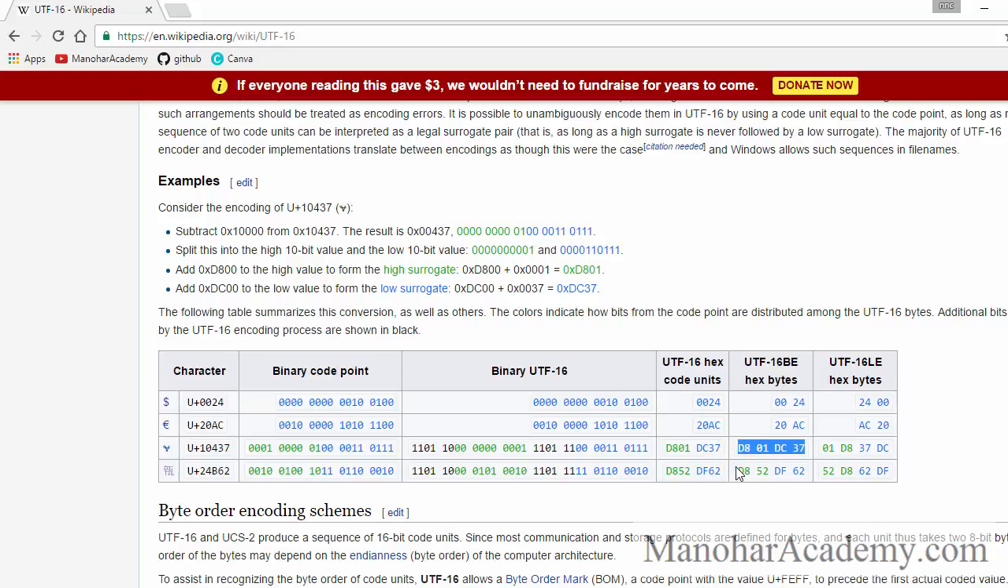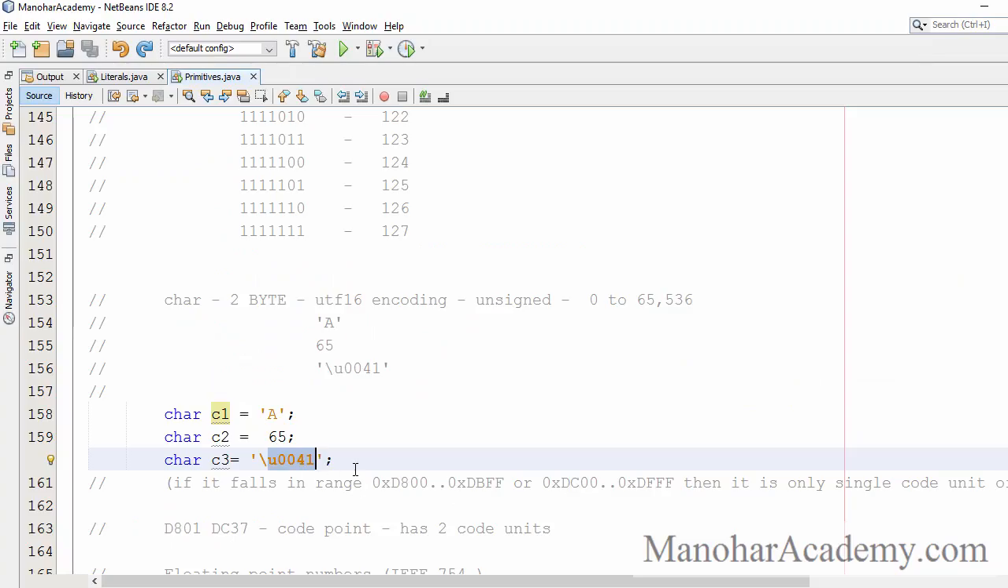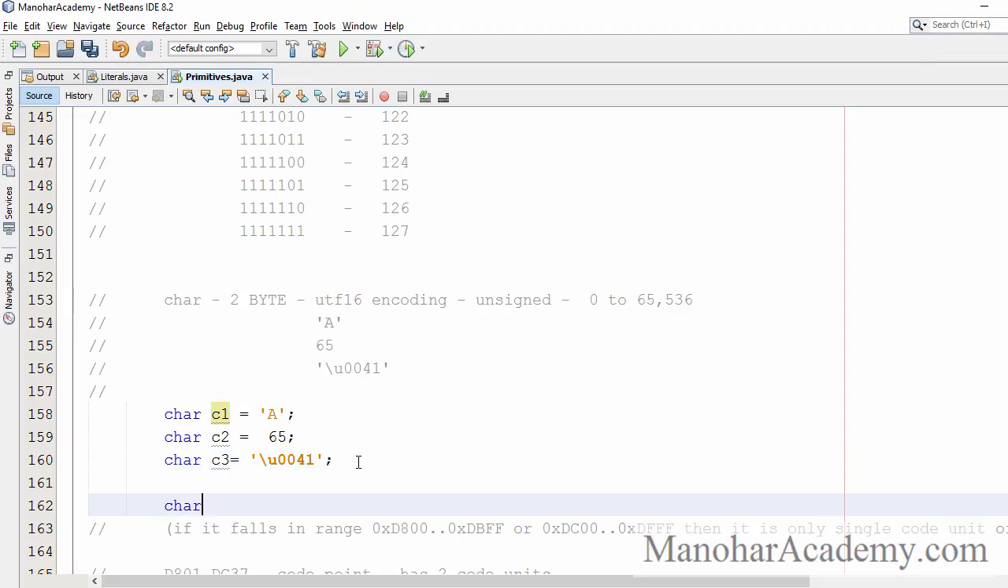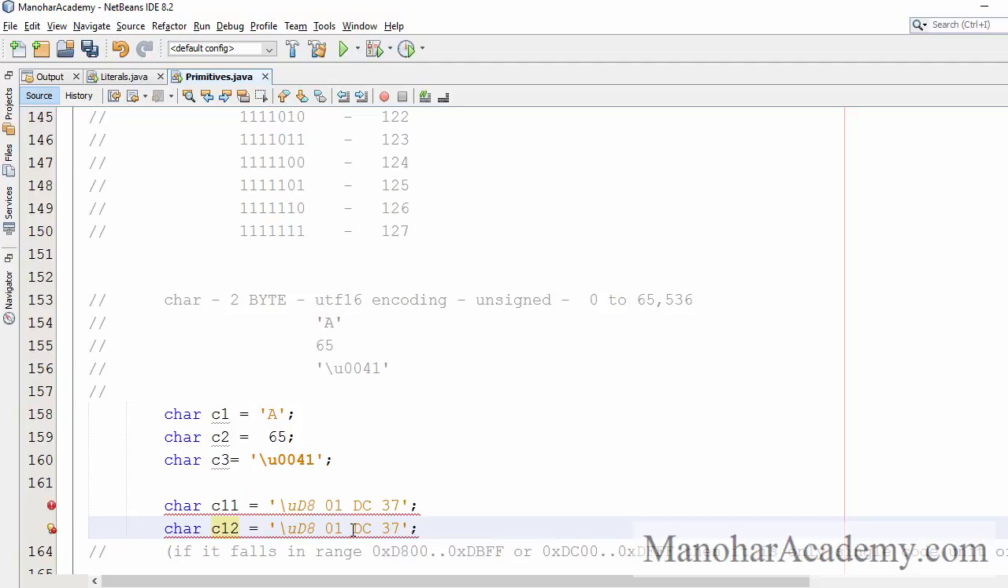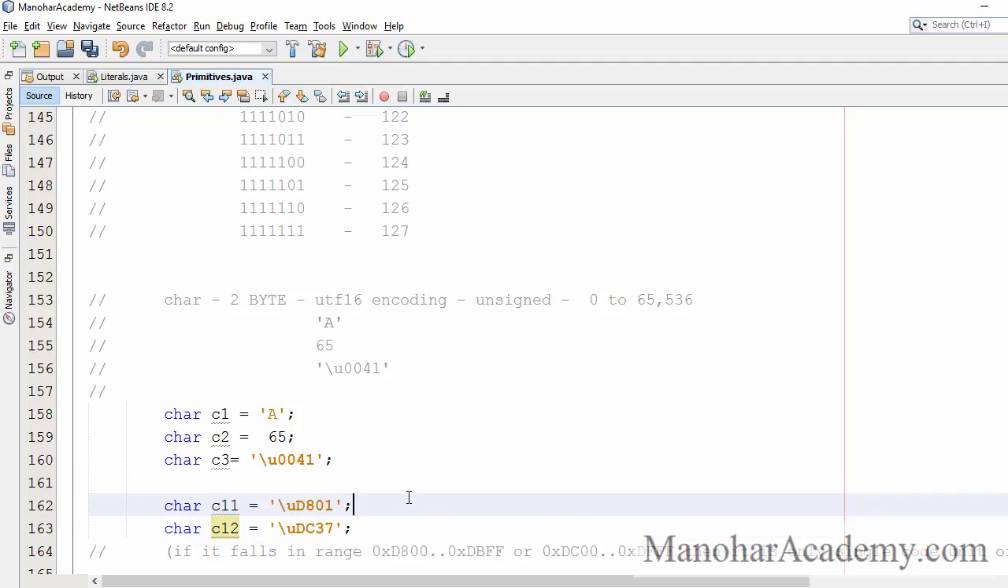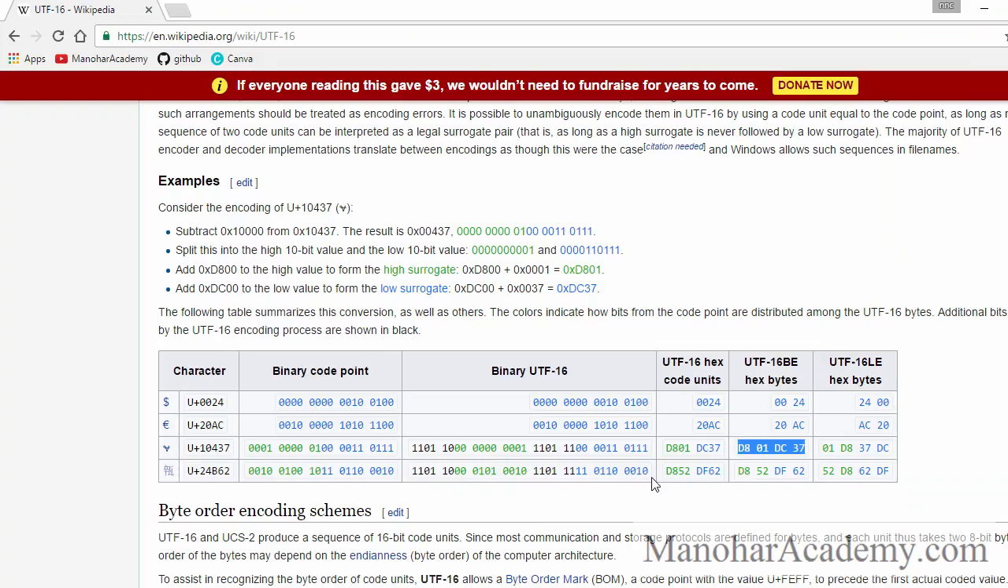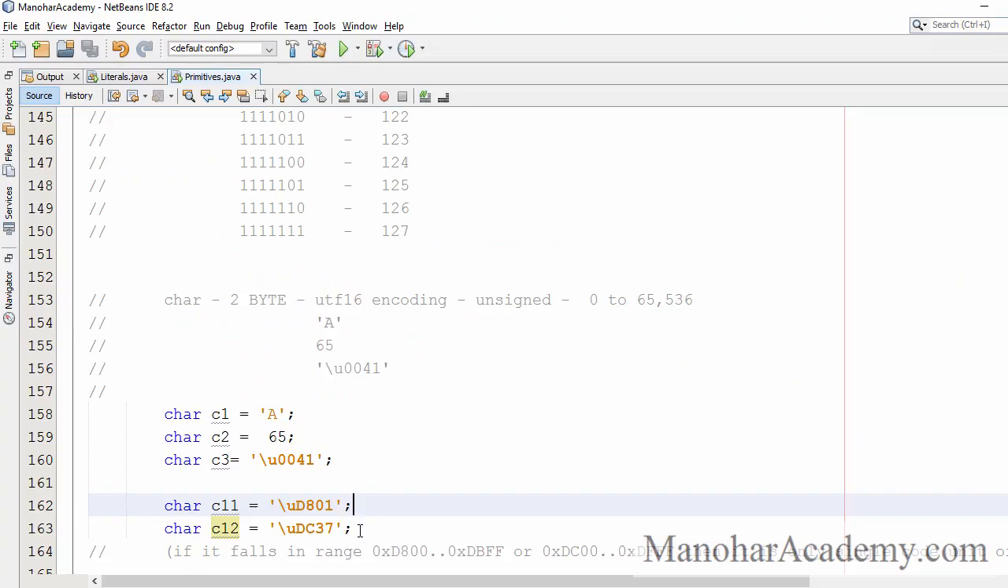So how do I save it? I need two chars, not a single char. So char c11 equal to, okay, so that single code point which has two code units needs to be saved like this.